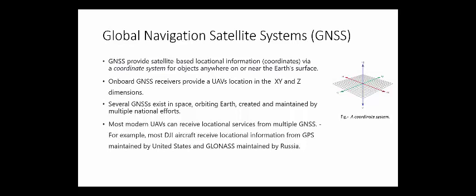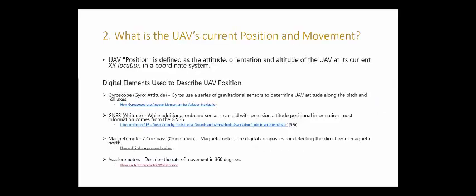Several GNSS exist in space, orbiting Earth, created and maintained by multiple national efforts. Most modern UAVs can receive locational services from multiple GNSS. For example, most DJI aircraft receive locational information from GPS maintained by the United States and from GLONASS maintained by Russia. What is the UAV's current position and movement?